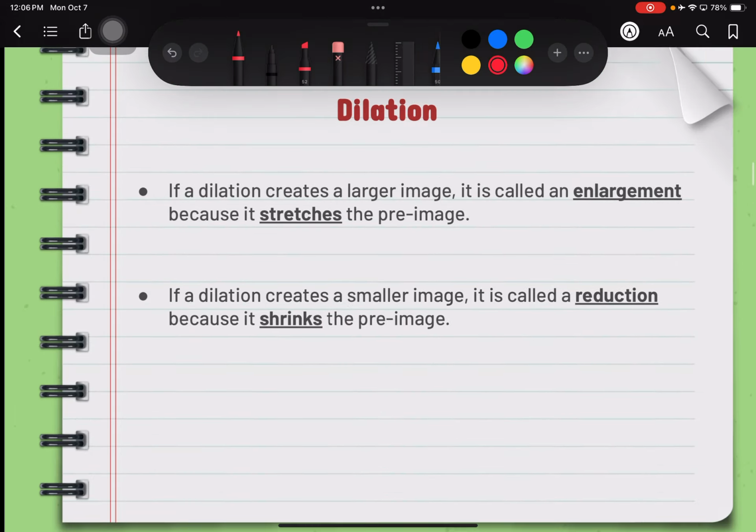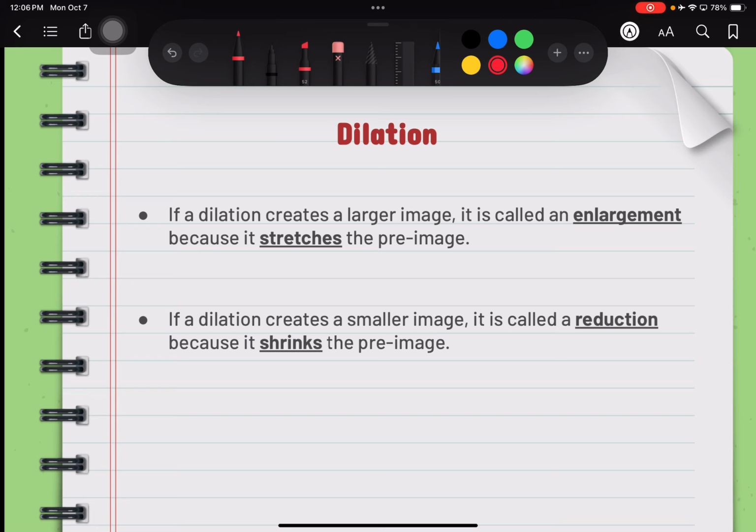If a dilation creates a larger image, it's called an enlargement because it stretches the pre-image. If a dilation creates a smaller image, you should be filling in your blanks, Mason. If a dilation creates a smaller image, it's called a reduction because it shrinks the pre-image.